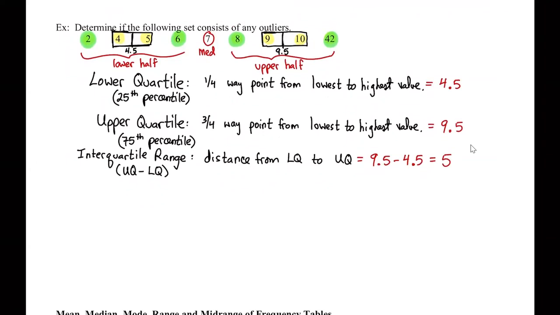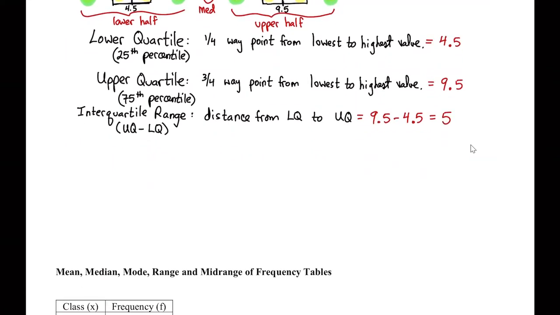So I'm going to reproduce that formula down here. I'll handwrite it though. So we're looking at LQ minus 1.5 times the IQR. I'll write the multiplication symbol there. Comma. So a formula that actually involves a comma. That's kind of weird. UQ plus 1.5 times the IQR.